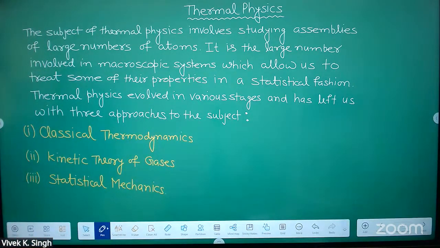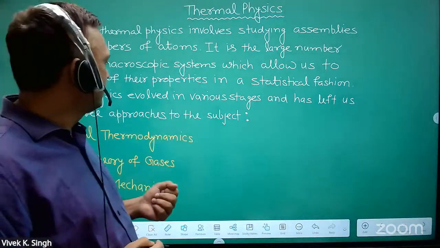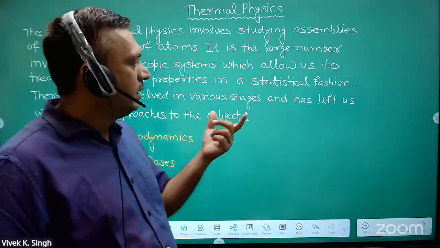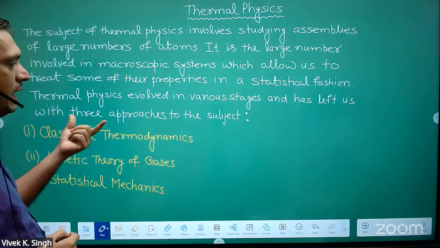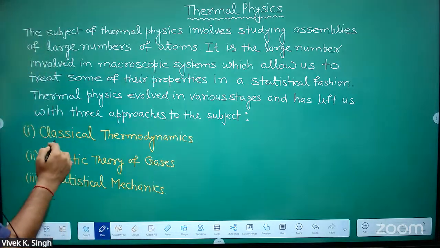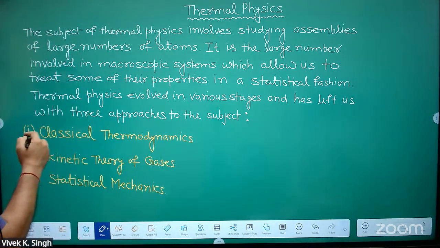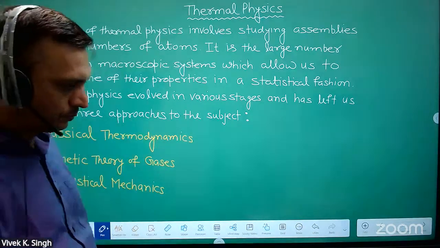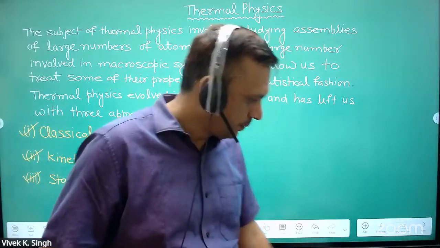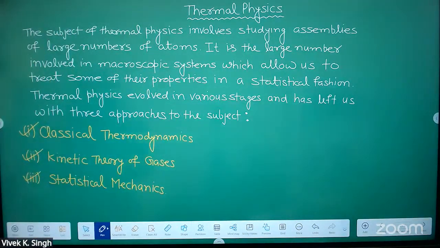I have already told you that this thermal physics has evolved in various stages, and that has left us with three approaches to the subject. These are the three approaches to thermal physics: one is classical thermodynamics, another is the kinetic theory of gases, and the third one is statistical mechanics. Is it clear? Please note these points.